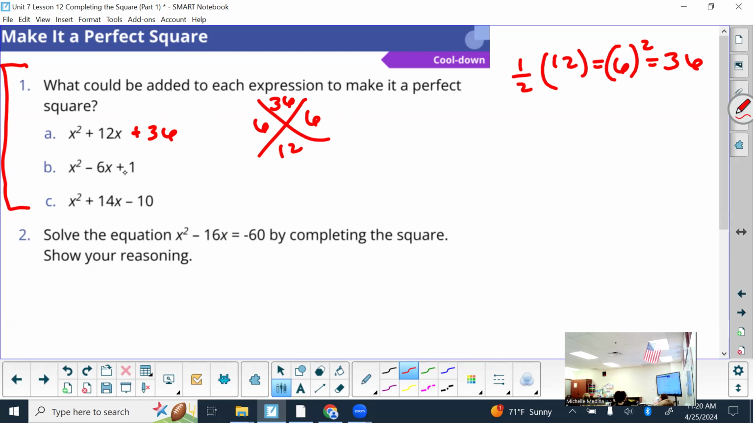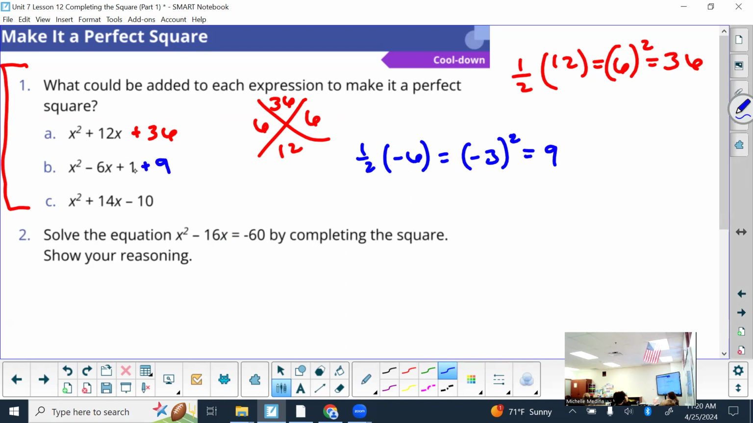Okay, let's try this one. Think about what you have to add to make it a perfect square. Don't tell me, no. Think about it. All right, what's half of b? What is my b? A negative 6. What's half of negative 6? What's negative 3 squared? And that's what I have to add.